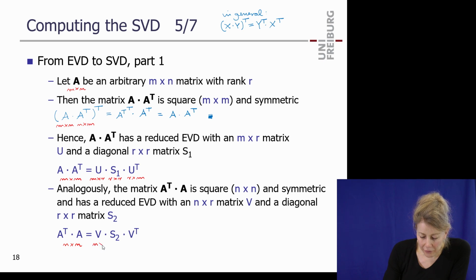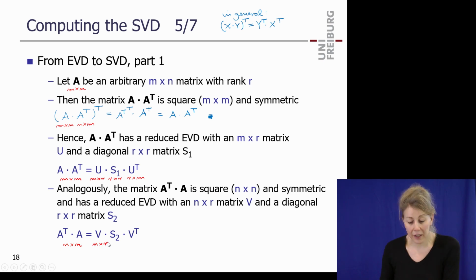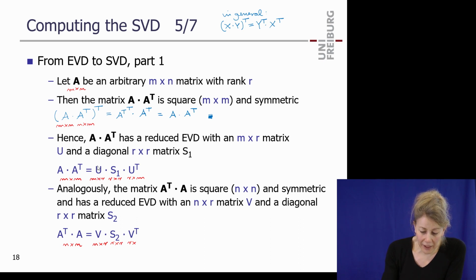This also has rank R. It will also have R non-zero eigenvalues, which means these are now the eigenvectors of this funny matrix. These are R eigenvectors of this funny matrix. It's different eigenvectors.